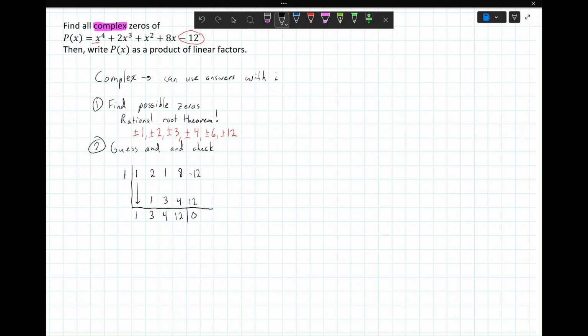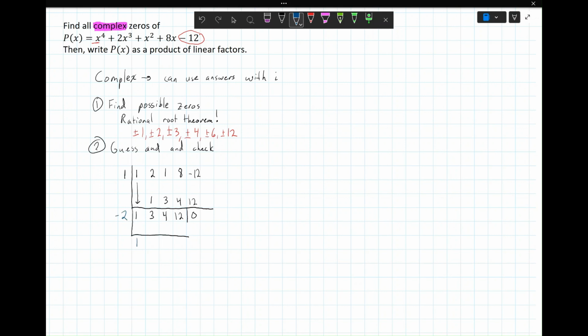Now the question is, what should I try now? Well, now it's not straightforward, but I will show you a hint here. Notice that all of my coefficients here are positive. So the only way for us to get to 0 is to use a negative number. So now I know the only things I should check are negative numbers. I look at it and I see it's not going to be 1 because I don't get any things that add to 12. So let's try -2.